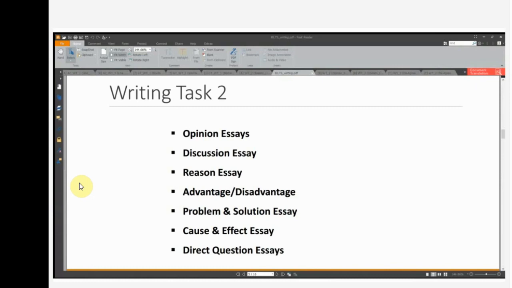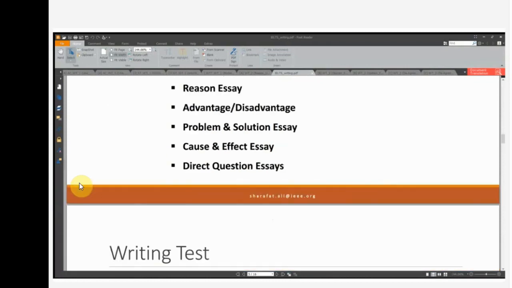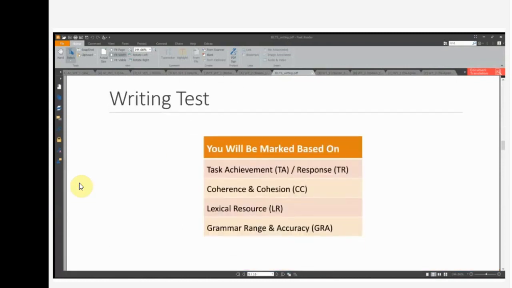The writing test will be marked, the answer will be marked, based on these four things mainly. The first one is called task achievement or task response. In task one we call it task achievement, in task two we call it task response. The second one is coherence and cohesion, in short we call it CC. Then lexical resource, this is mainly vocabulary and phrases. And the last one is grammar range and accuracy, GRA. Here you have to show different grammar structures that you can use.